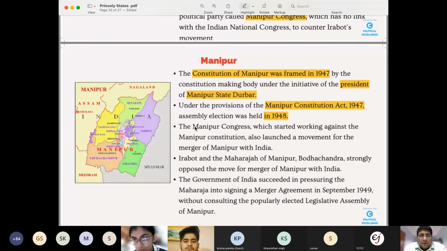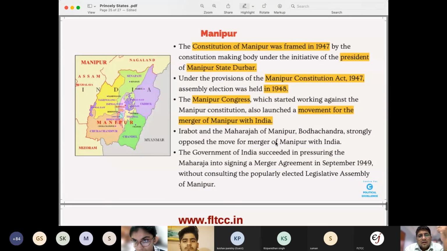Now, Manipur Congress, the other rival party of Praja Sangh, also started mobilizing people and they started a movement to merge Manipur with India in order to counter the movement of Praja Sangh. Now, ultimately, what happened? There were negotiations between the Indian government and Manipur's Raja and Manipur's representatives. Now, the governor of Assam state played an instrumental role during that time.